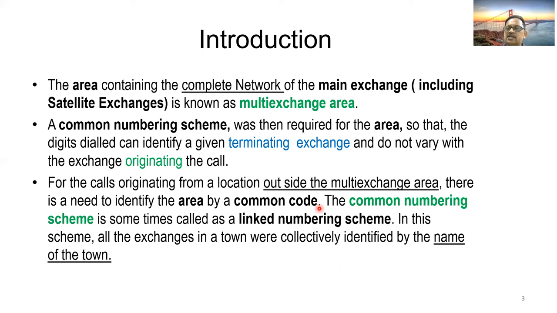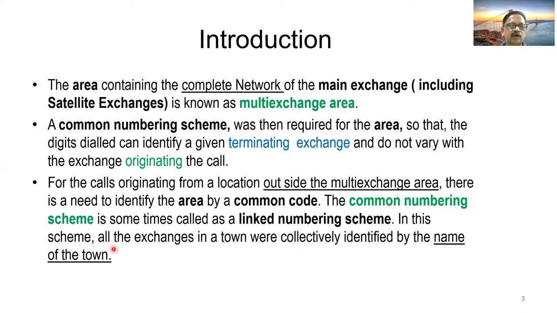So somebody is calling, say, from Bombay to Vijayawada. The call may be to one of the subscribers in one of the 15 or 16 exchanges we have considered for Vijayawada city. So the entire multi-exchange area of Vijayawada is identified by one common area code. The common numbering scheme is sometimes called the linked numbering scheme.